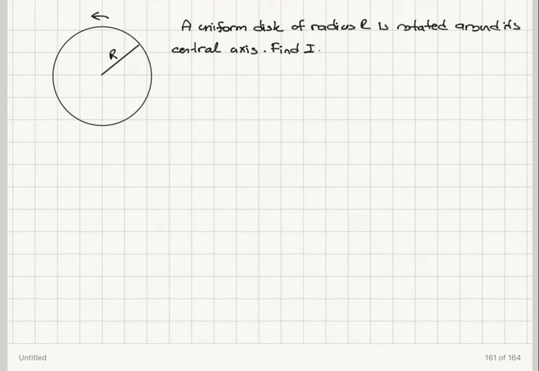So I want to move on to the disk now. It's a two-dimensional object, a uniform disk of radius R, total mass M, again capital M I call it, that is rotated around its central axis. Again, in this case, I have to pick a mass element, so I'm going to go to a radial distance small r here and make an angular separation d theta, and I pick a mass element.